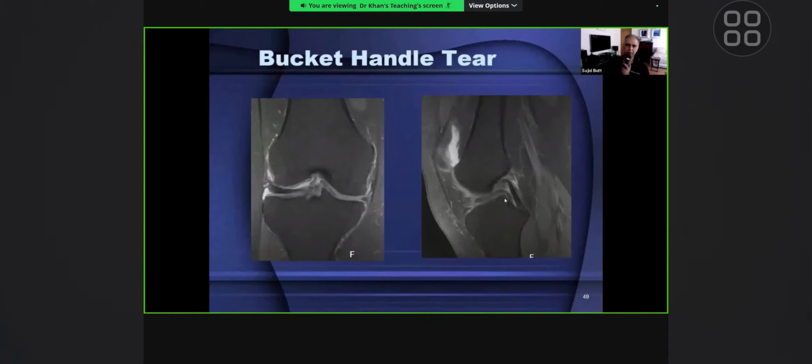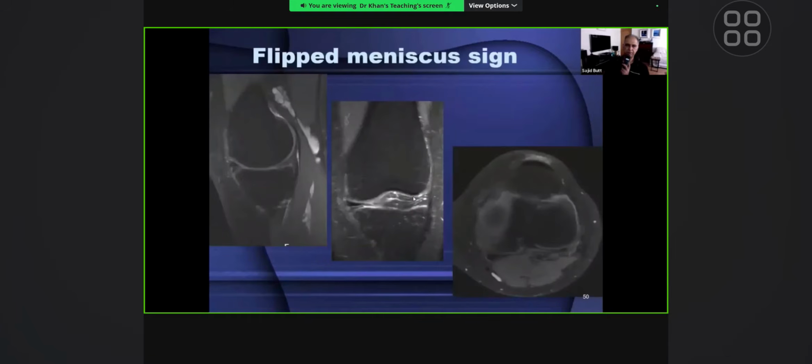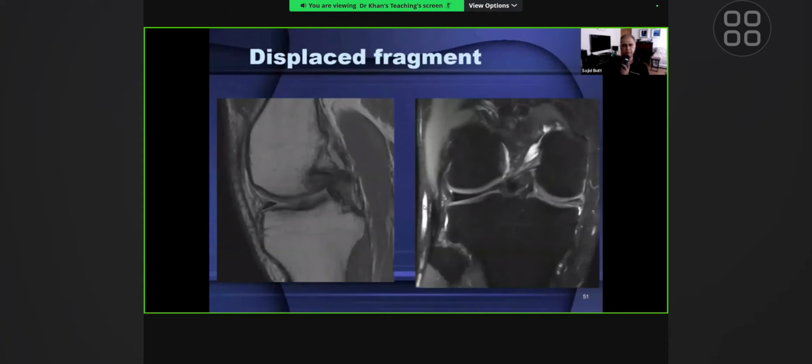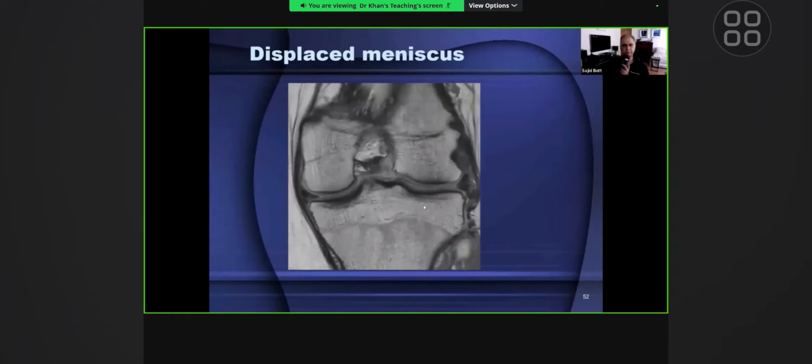A bucket handle tear, we've seen an example of this, the double PCL sign. And the flipped meniscus we've seen earlier. The displacement of the meniscal tissue can happen below the body of the meniscus, as we can see here, on both the lateral and the medial sides.